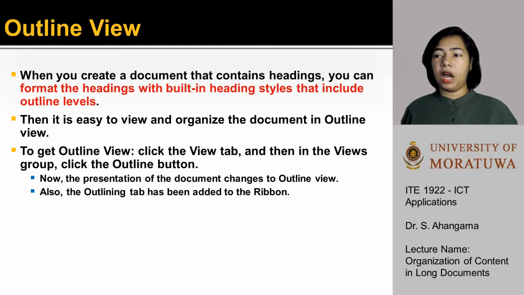So to get the outline view, you have to click the View tab and then in the Views group, click the Outline button. So now you can see the presentation of the document has changed to outline view. Also, the Outlining tab has been added to the ribbon.